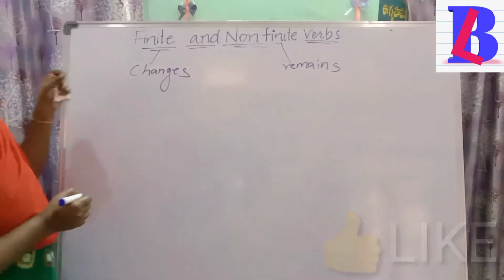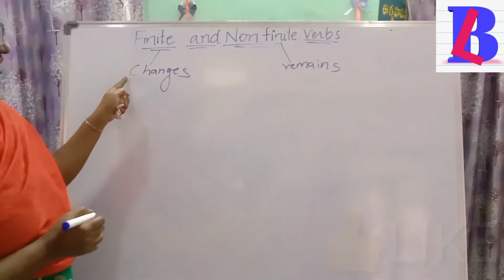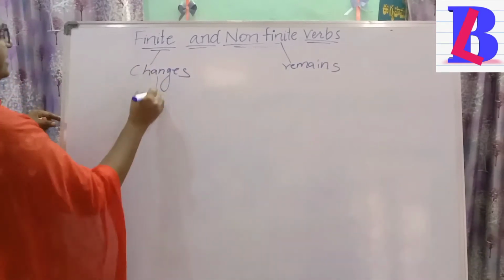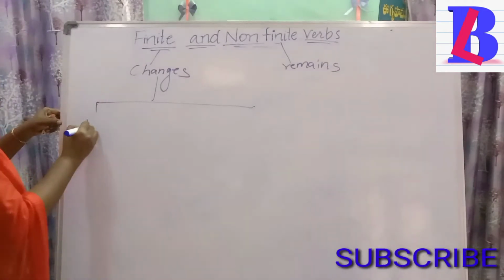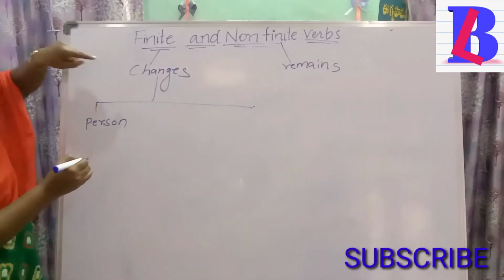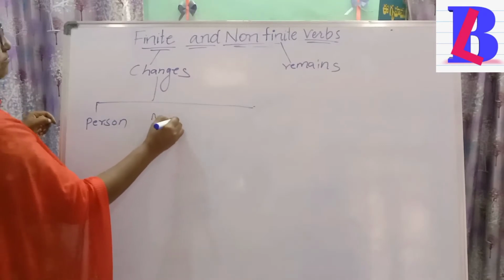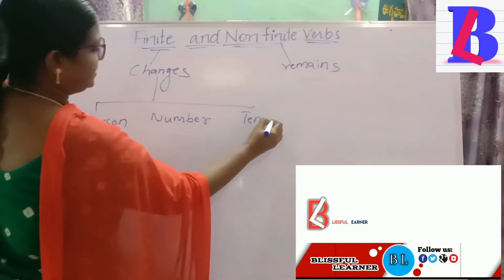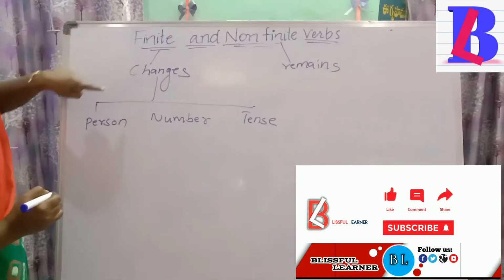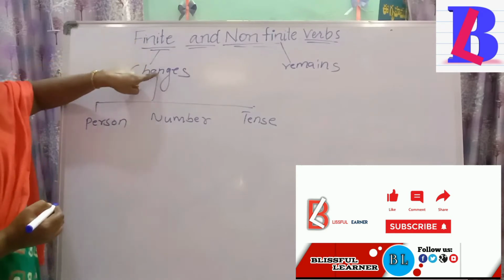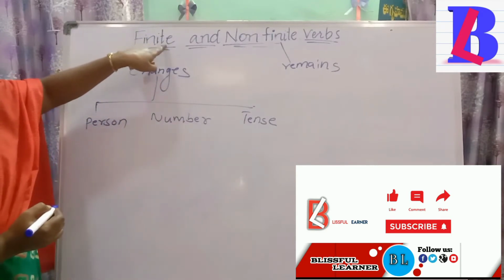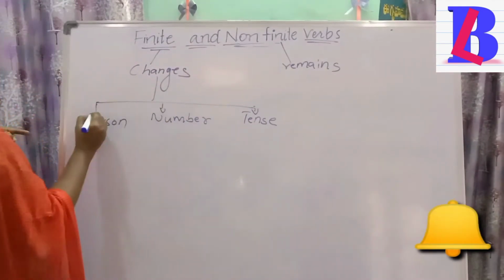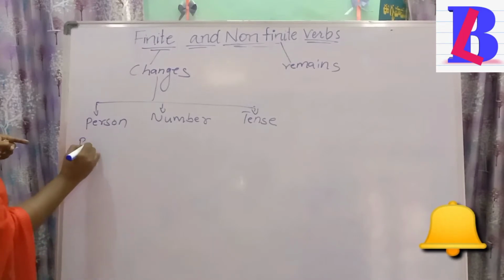Let us see now how a finite verb changes. A finite verb changes with person, with number, and with tense. Let us now see how a finite verb changes with the person.